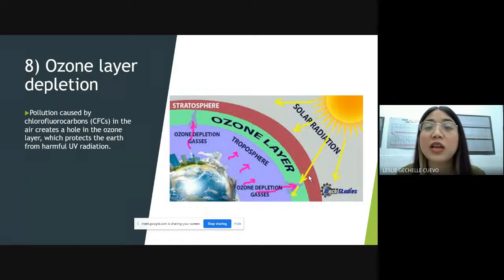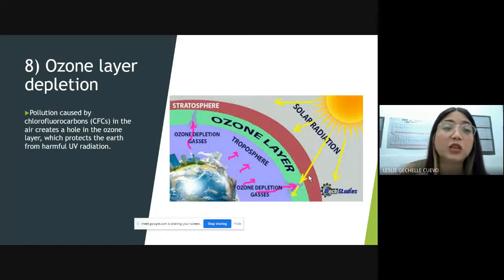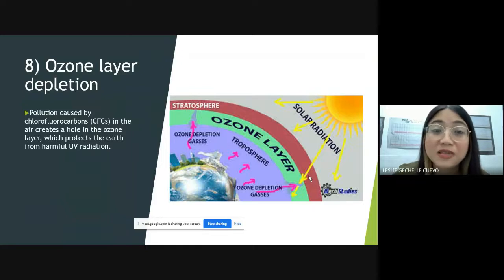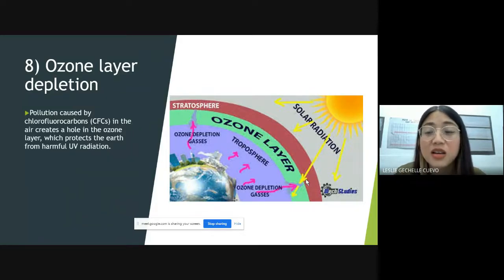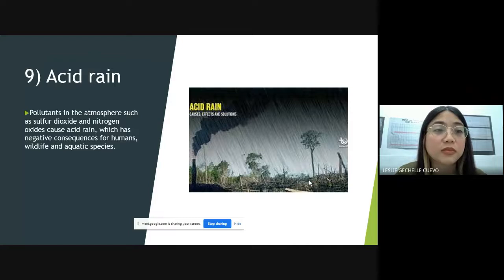Then we have ozone layer depletion. Pollution caused by chlorofluorocarbons or CFCs in the air creates a hole in the ozone layer which protects the Earth from harmful UV radiation. At kapag nasisira nga yung ozone layer, direktang tumatama sa atin ang UV rays ng sun, which is delikado.